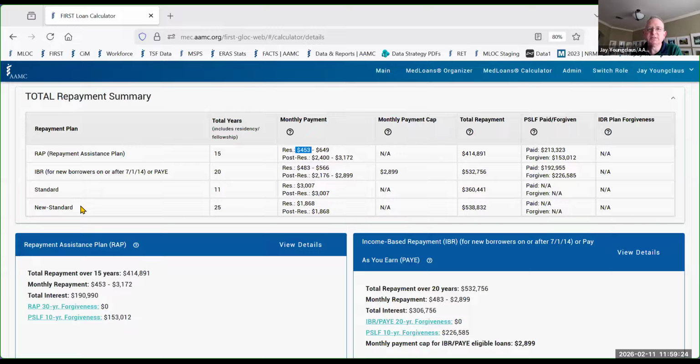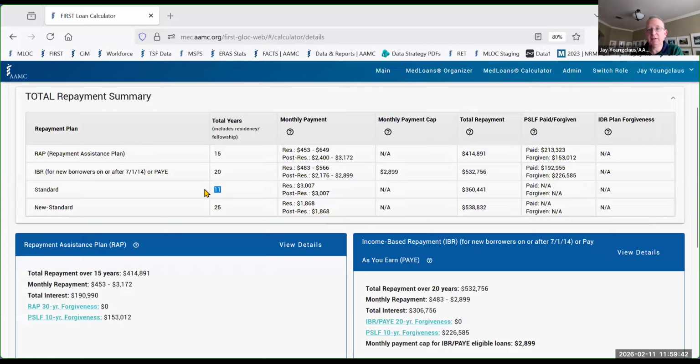And the rule of thumb for med students is you're probably going to be at 25 years because the balance that triggers a 25-year repayment is $100,000. And most med students have more than $100,000. So it's called new standard here, but you're often going to see a 25-year repayment plan. And the standard plan is usually a 10-year plan.